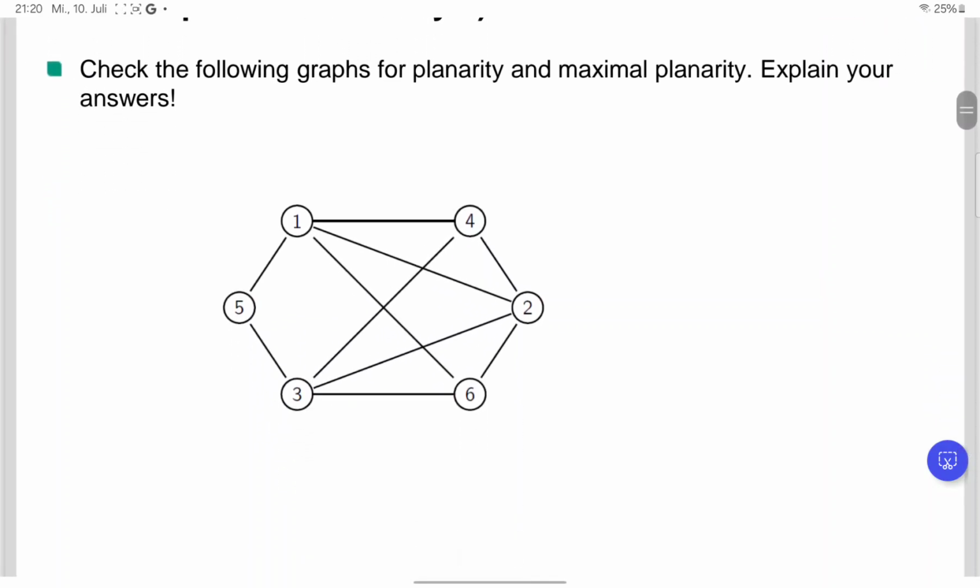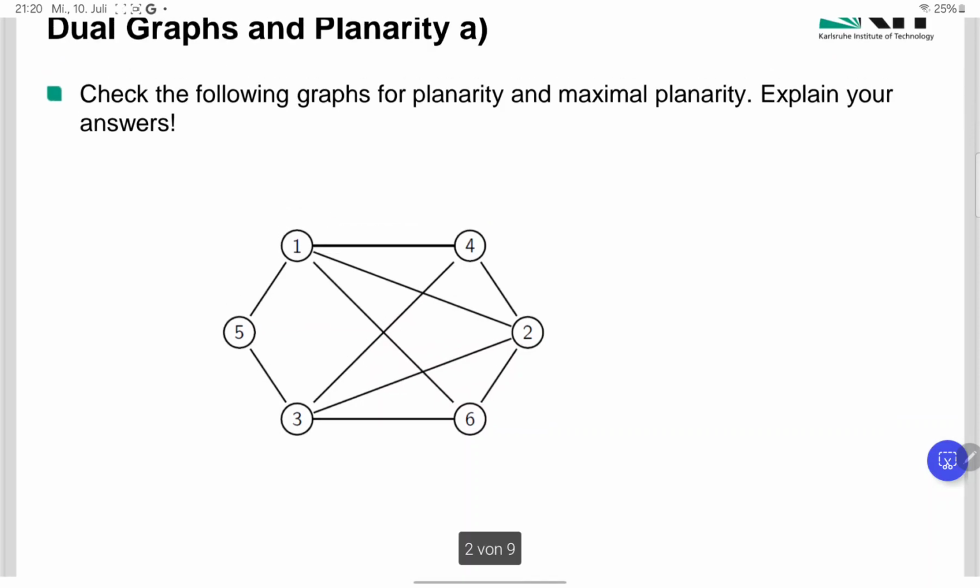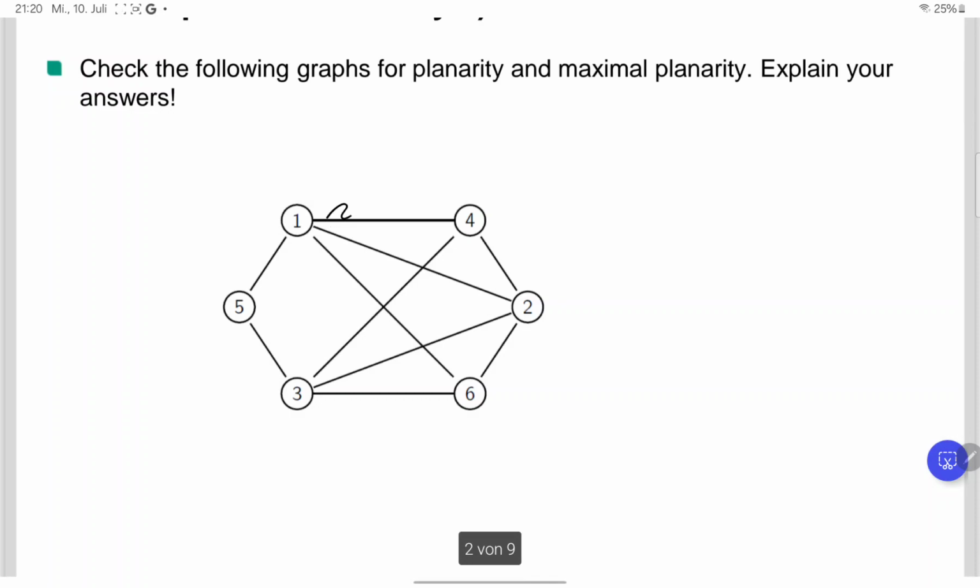Okay, is this first of all planar? So again we have some crossing edges. So for instance, the edge between 3 and 4. Okay, what we could do is to, or let's do it the other way around. Let's maybe delete this one between 1 and 2. What we can do is simply to connect it again from outside.